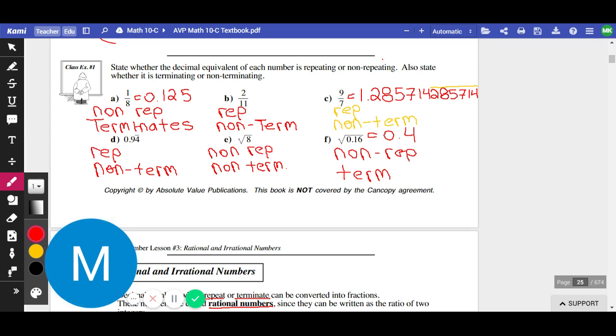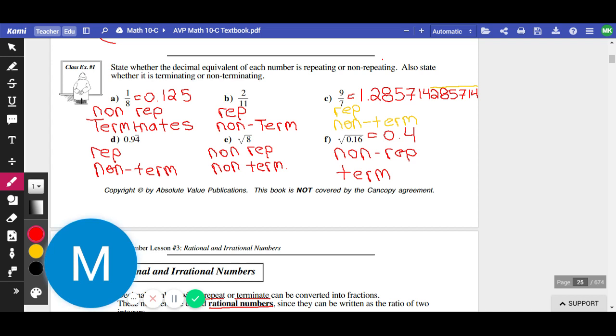This one, repeats forever, rational. This one, non-repeating and non-terminating would mean irrational, right? Because it didn't have either thing. It went forever and it didn't repeat. Last one, non-repeating, however, it terminated, right? It stopped. That means it's rational.